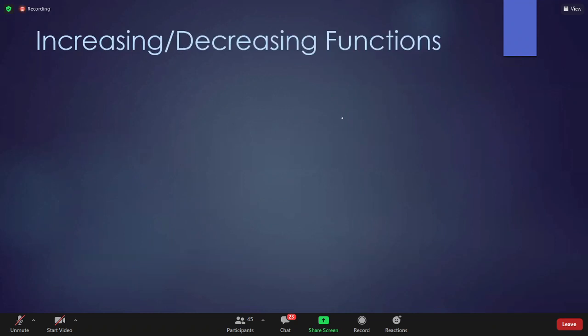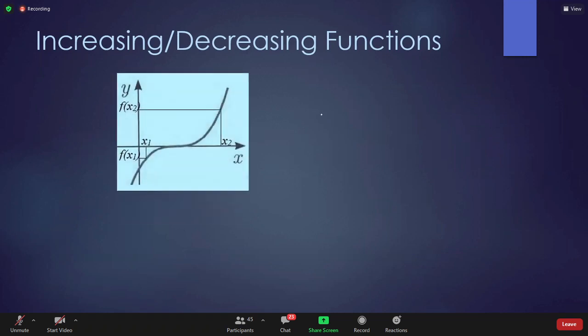Now, increasing and decreasing functions. So what can the function do? What can we do about a function? In this graph, we see an increasing function. So what does that mean? How would we describe an increasing function in words? At least, how do we understand a function that is increasing? The graph goes up. We could say it like this, the graph is going up.